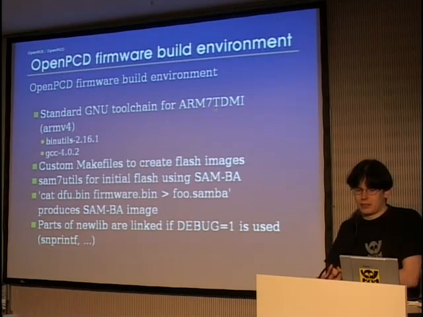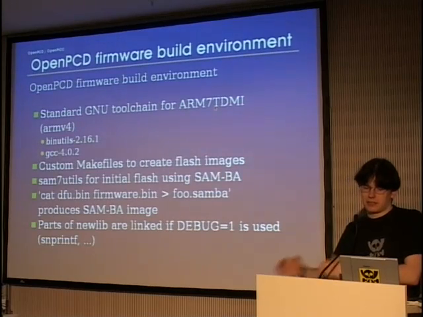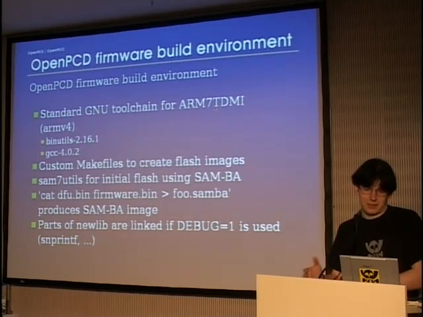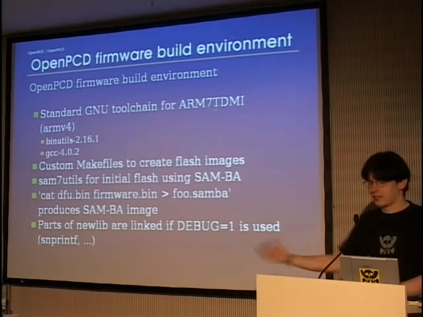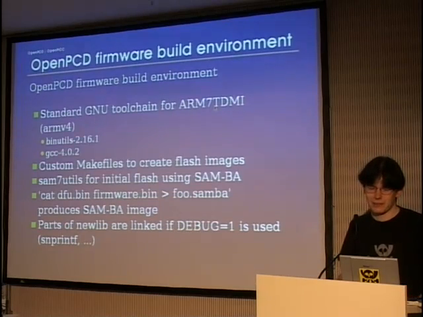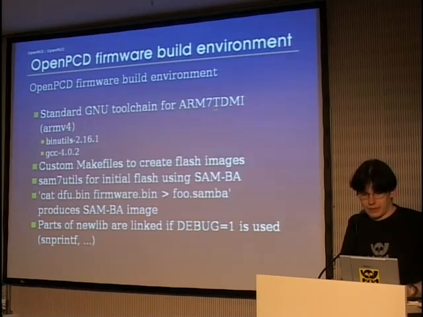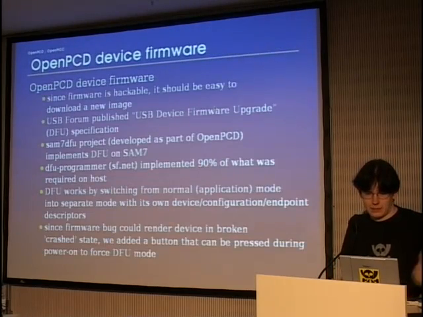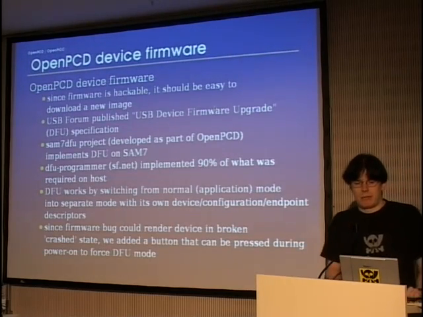You create a dfu.bin image, which is the device firmware upgrade, the bootloader, and you create a firmware.bin image, which is the actual firmware, whatever it does with the RFID reader, and you can actually just concatenate them, and then you get the .samba file, which you can use to flash using Samba if you need to do that in any case. So that's basically the build environment.